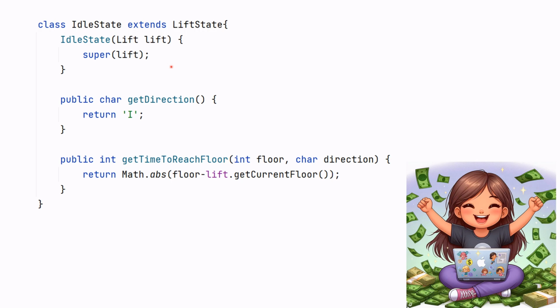Class idle state is simple. The direction will return I and get time to reach floor will return the distance between the floor and the lift's current floor. And there will be no not eligible cases here. All the requests will be eligible for an idle lift.